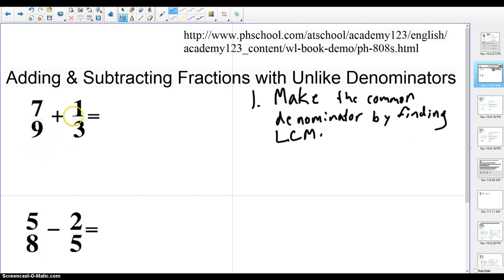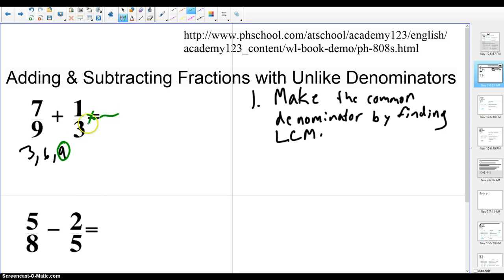So, we list the multiples of our smallest number. So we list 3, 6, 9. And in this problem we're lucky because 9 is a multiple of 3. So we ask ourselves, what do we need to multiply 3 by to get 9? And that's just going to be 3.